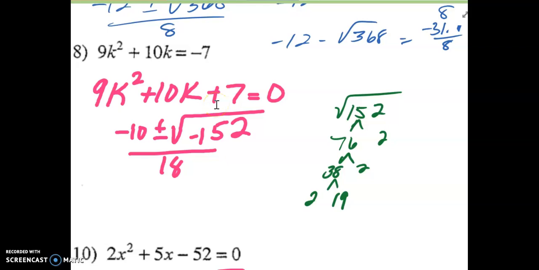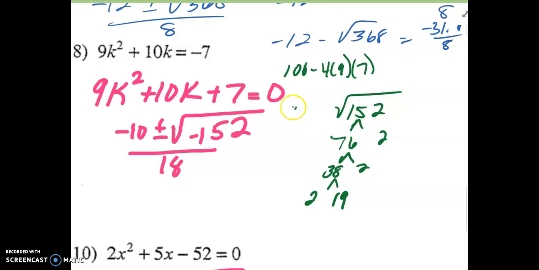When I do this, inside I'm going to get 100 minus 4 times 9 times 7. Hold on. That's going to result in a negative under my square root. That should be a huge red flag, because we cannot take the square root of a negative. And if you put it in a calculator, it will give you an error. So what I need to do is break down 152. I did that over here. I got a pair of 2's. 19 is prime, 2 is prime.